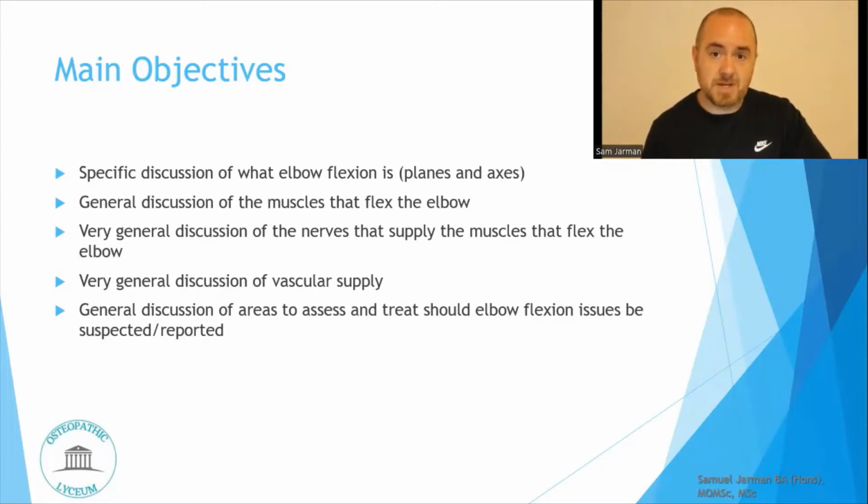We're looking basically at the musculocutaneous and the radial nerves. We'll touch that really quickly. A very general discussion of the vascular supply, so brachial artery and radial recurrent artery, and a general discussion of the areas to assess and treat should elbow flexion issues be suspected or reported.